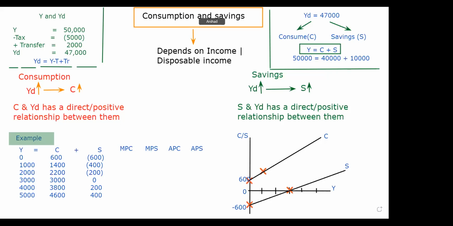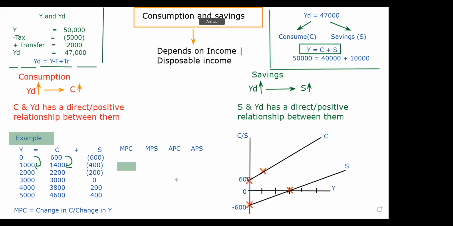So MPC, if you write it as an equation, guys, is change in consumption divided by change in income. That is what we call MPC. I'll write the equations down somewhere. So this is what MPC is. Now we can calculate MPC for all of these situations. Now, can you tell me, when income increases from 0 to 1,000, consumption is increasing from 600 to 1,400. How much is MPC? You start from the second point here. How much is MPC?